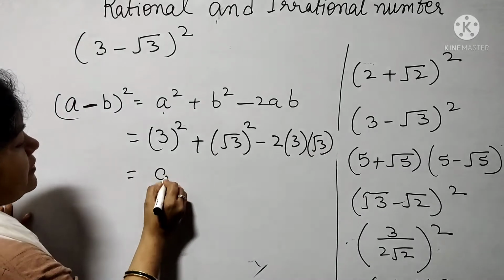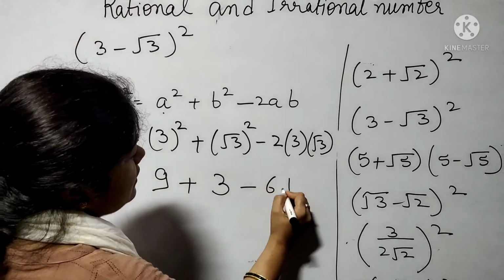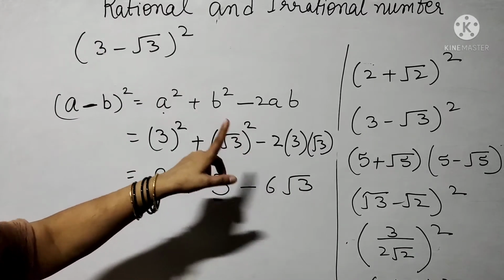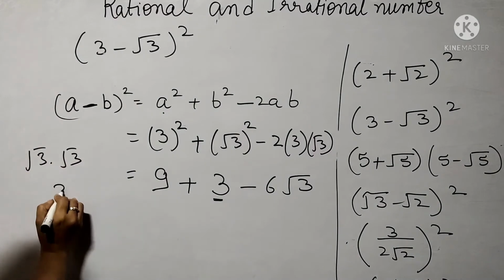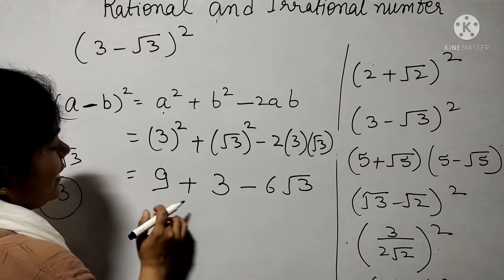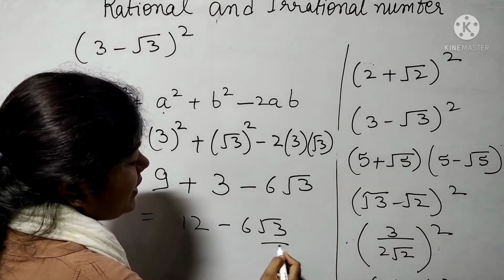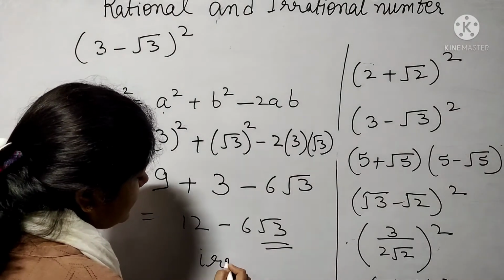So what we get, 3 3s are 9. Here we get 3. Here we get 6 under root 3. Why do we get 3 over here? Because under root 3 whole square, that is under root 3 into under root 3, has become only 3. Okay. Now we add 9 and 3, which is 12 minus 6 under root 3. We again have the sign of under root. So it is also again an irrational number.